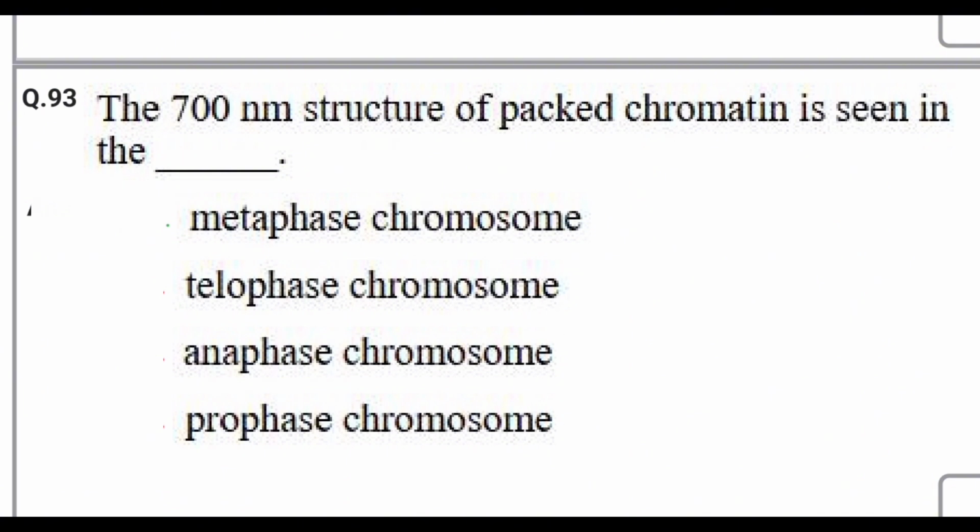Let's see the next question. The 700 nanometer structure of packed chromatin is seen in which of the options: metaphase chromosome, telophase chromosome, anaphase chromosome, prophase chromosome. For this, the correct answer is metaphase chromosome.